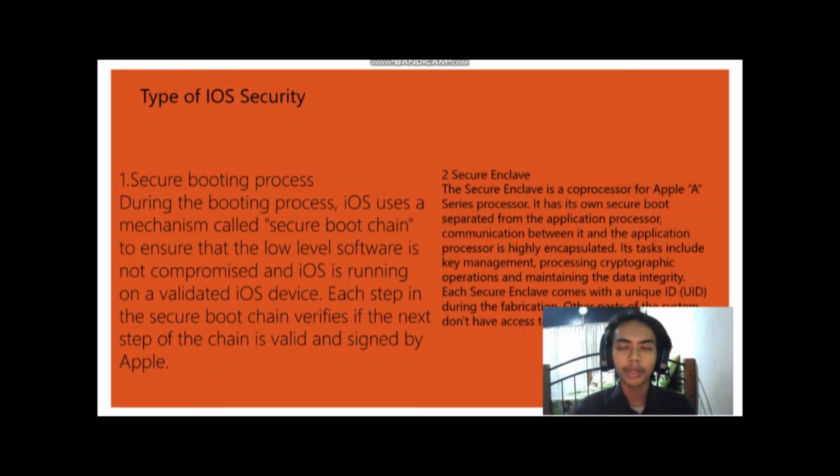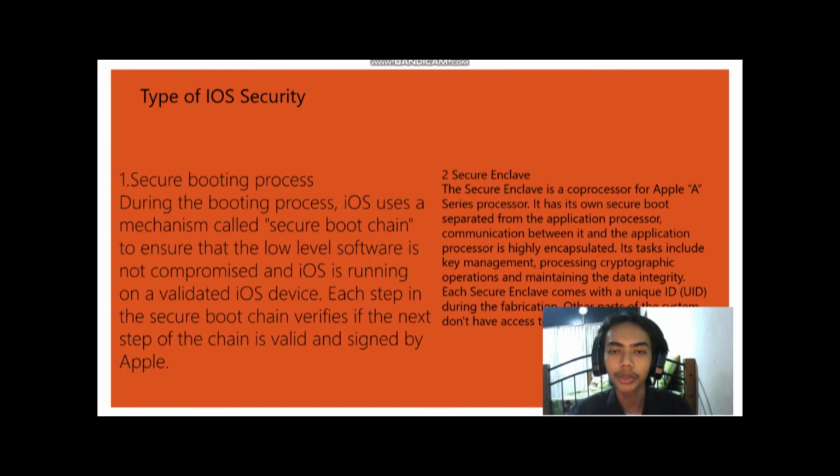Assalamualaikum warahmatullahi wabarakatuh. My name is Setio Hadi and I'm here to present to you Chapter 3, which is Types of iOS Security. Number 1. Secure Booting Process. During the booting process, iOS uses a mechanism called Secure Boot Chain to ensure that the low level software is not compromised and iOS is running on a validated iOS device. Each step in the secure boot chain verifies that the next step of the chain is valid and signed by Apple.